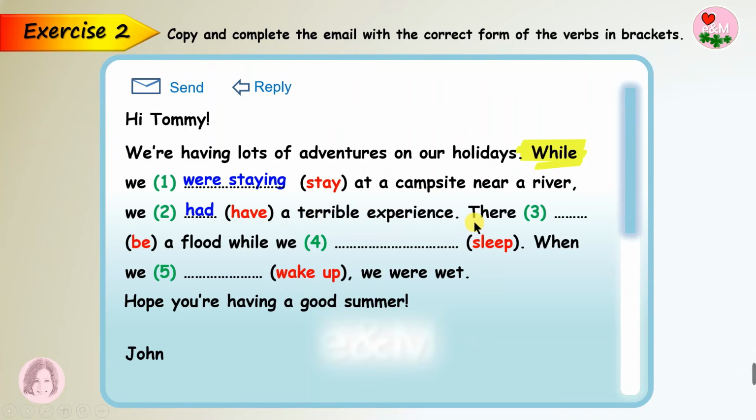Alright? Number 3. We use the past tense of the verb to be, was. So there was a flood while we were sleeping. It's a long action that was still going on during a period in the past. So that is in past continuous. Were plus the verb with ing. Okay, next. When we woke up, we were wet. Hope you are having a good summer, John. Okay, so well done if you got those right.